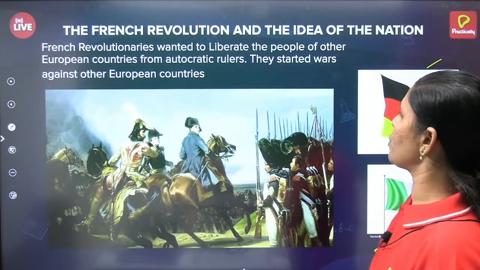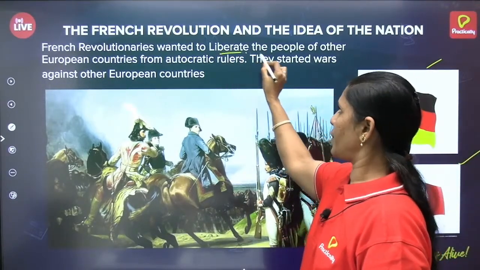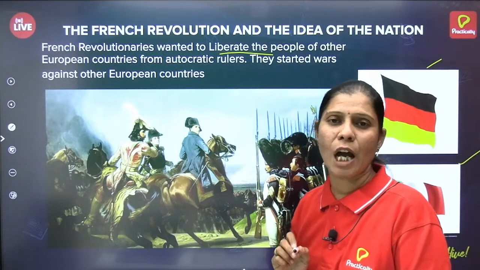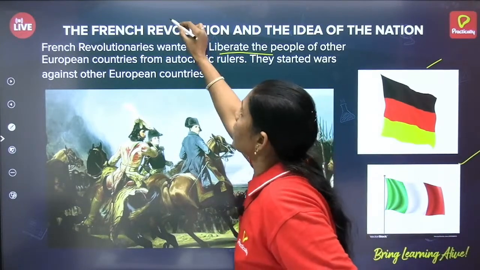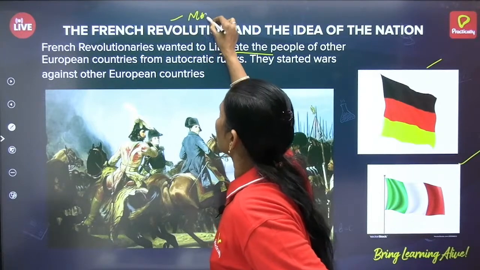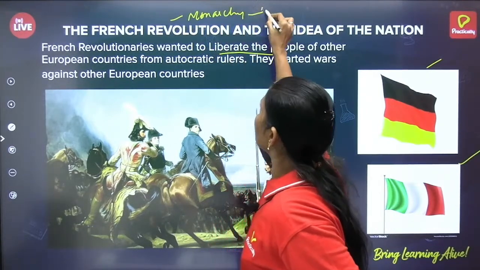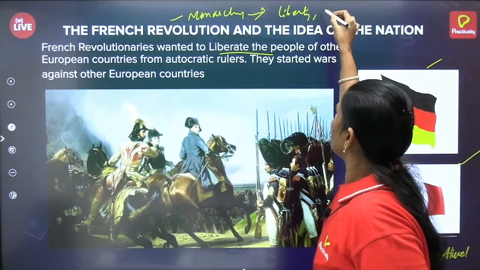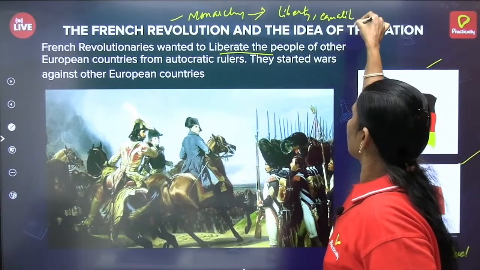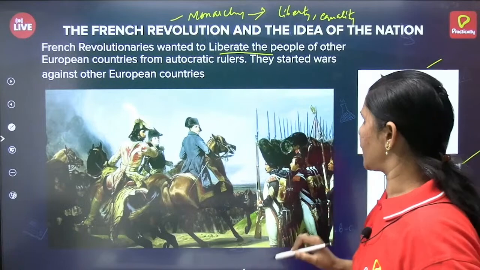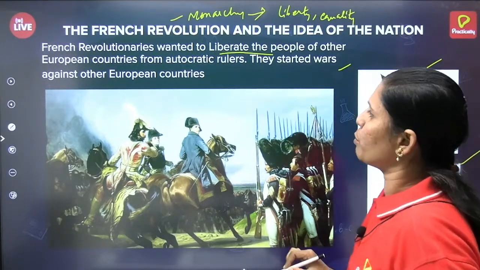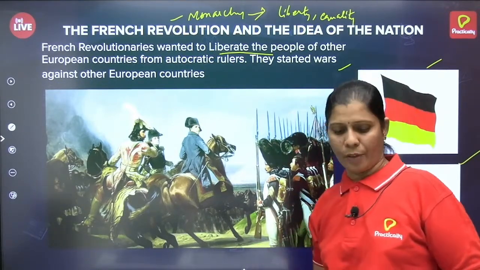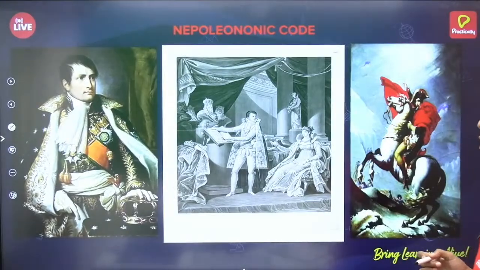You can find that the French Revolution wanted to liberate the people. The French Revolution brought the concepts of liberty and equality. The first main outcome of the French Revolution was to end monarchical rule, and it introduced to the people liberty and equality. Out of these, common identities were also one of the things. They started wars against different countries to extend their rights. You can also have a look over this image.